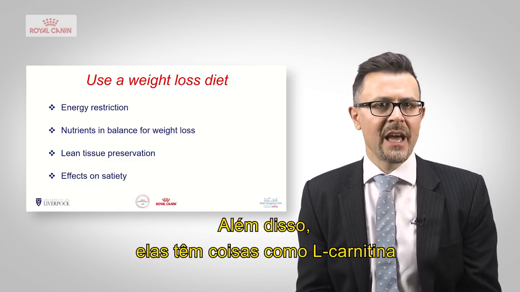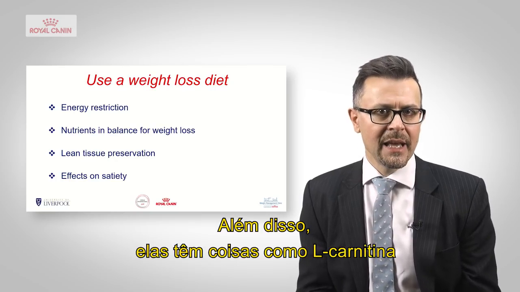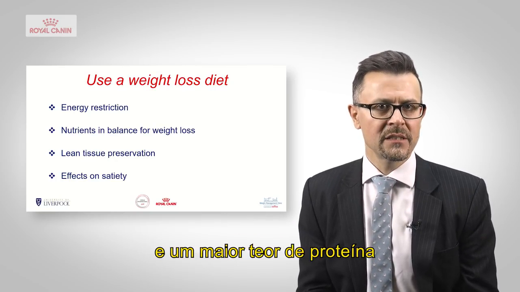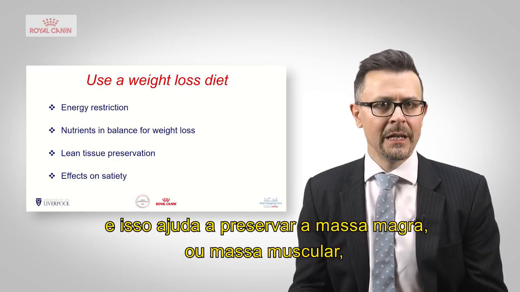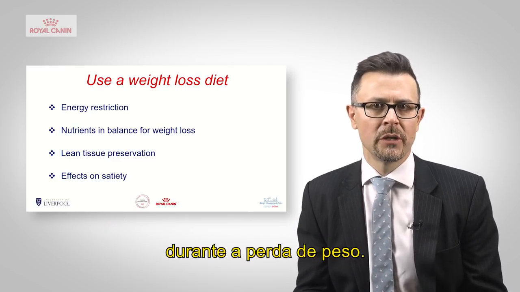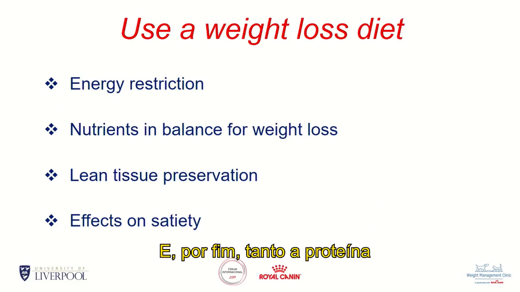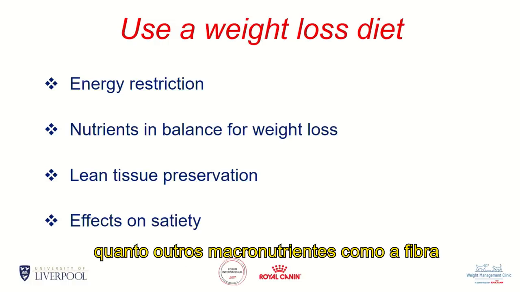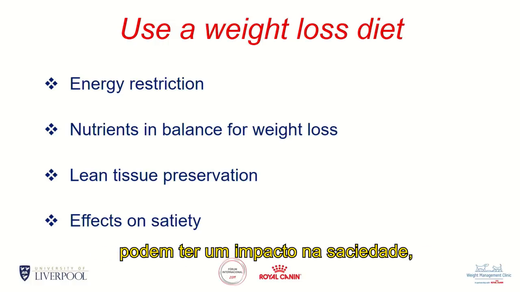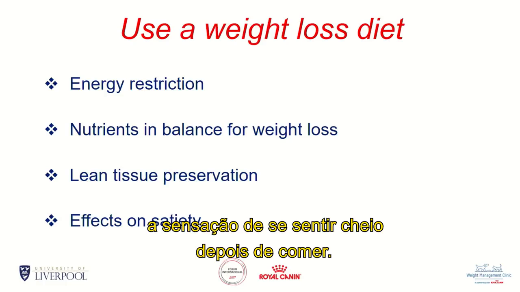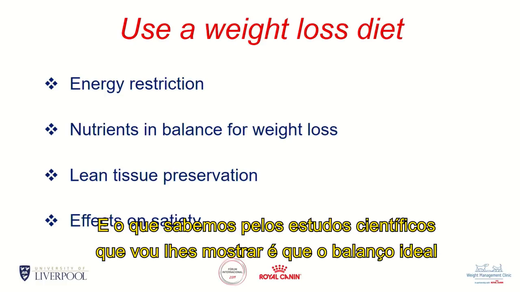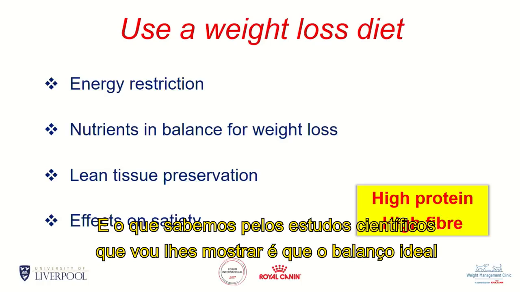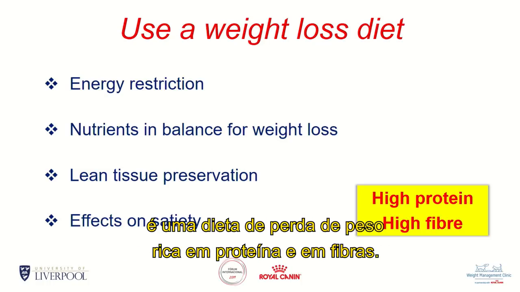Added to that, they have things like L-carnitine and increased protein content, and that helps to preserve lean tissue or muscle mass during weight loss. And finally, both the protein and other macronutrients such as fiber can have an impact on satiety. That's the feeling of fullness after eating. And what we know from scientific studies that I will show you is that the optimal balance is a high protein, high fiber weight loss diet.